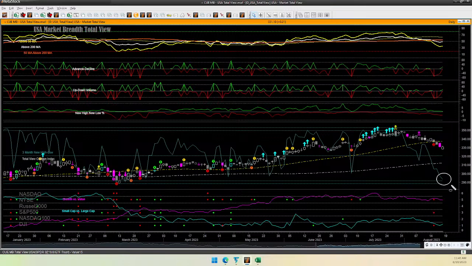There also the 3-month new high low is at the lower extreme. That is too oversold, reason to look for buys.